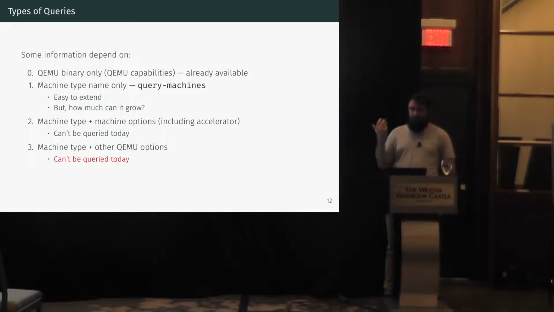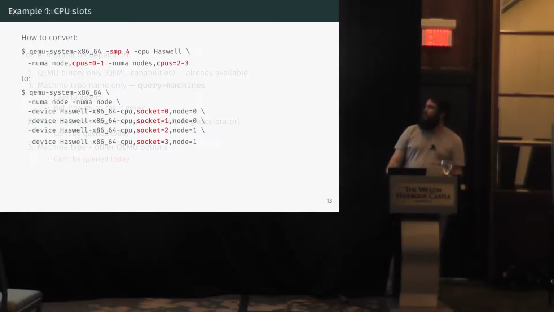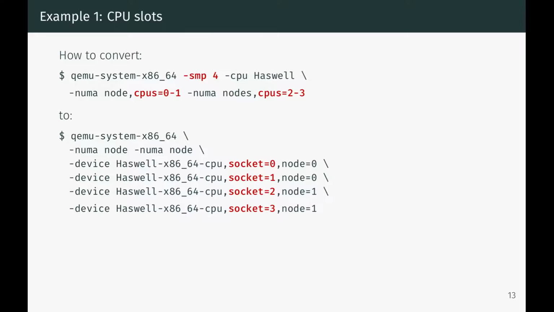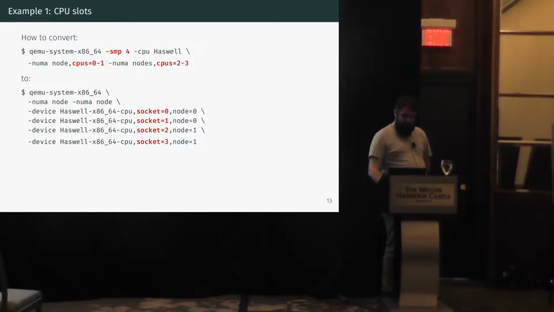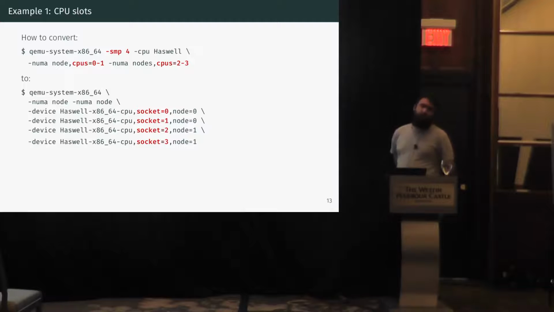So I'll try to give a few examples of things I think may apply to cases 2 and 3. And in some cases, we may try to move information to category 1, but we need to see if we can do that or not. So one example here is CPU slots. Basically, today we have CPU hotplug, and we model CPU hotplug as just adding devices to the machine using device_add.